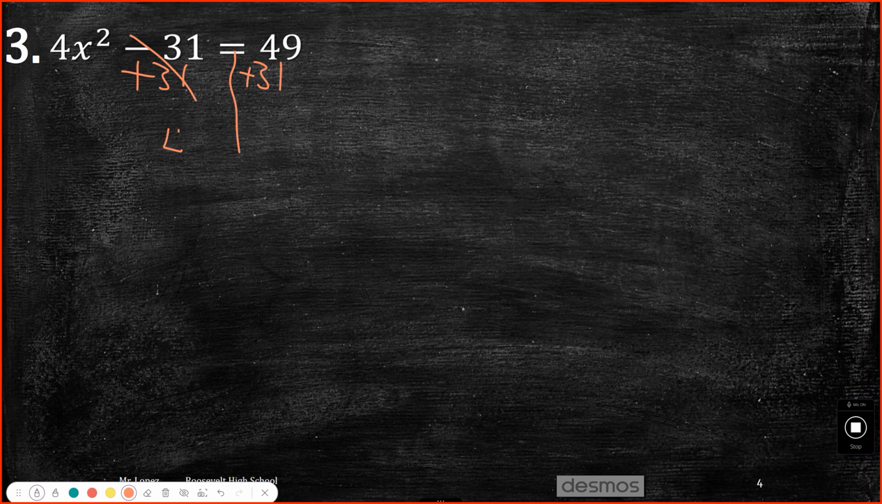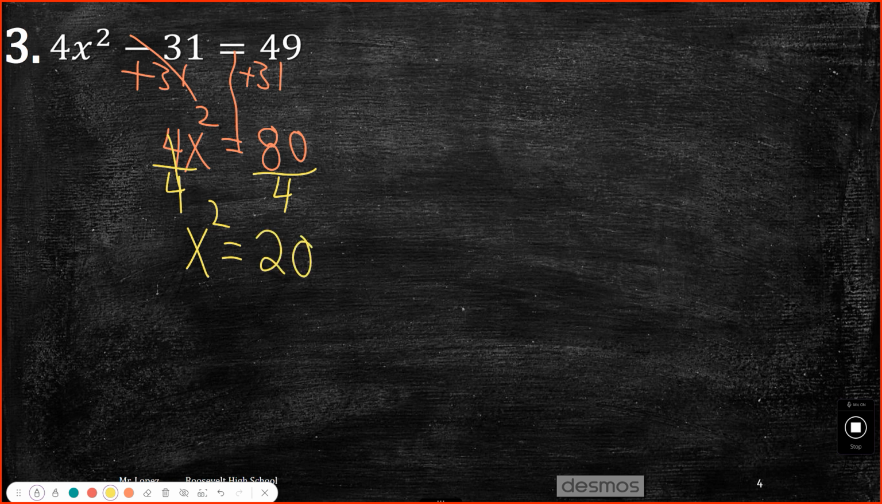So 4x squared comes down. What is 49 plus 31? 80. Then what do we do? Divide by 4. X squared is going to equal what? What's 80 divided by 4? 20. What do we do next? How do I get the x by itself now? How do we get rid of that? Square root it on both sides.